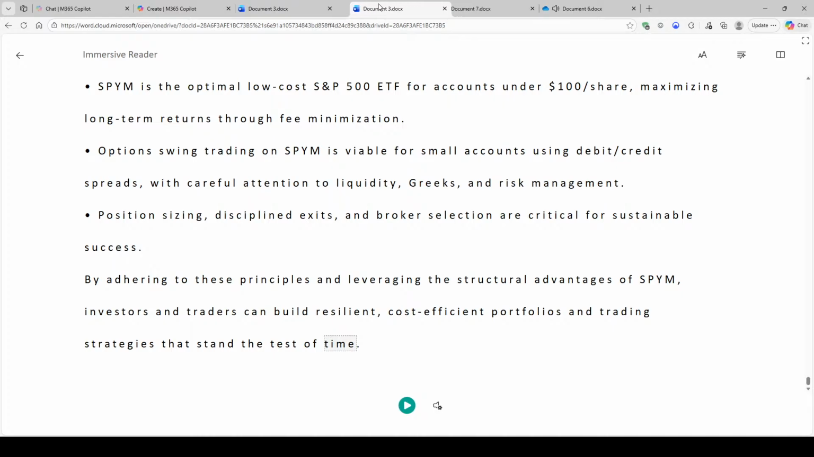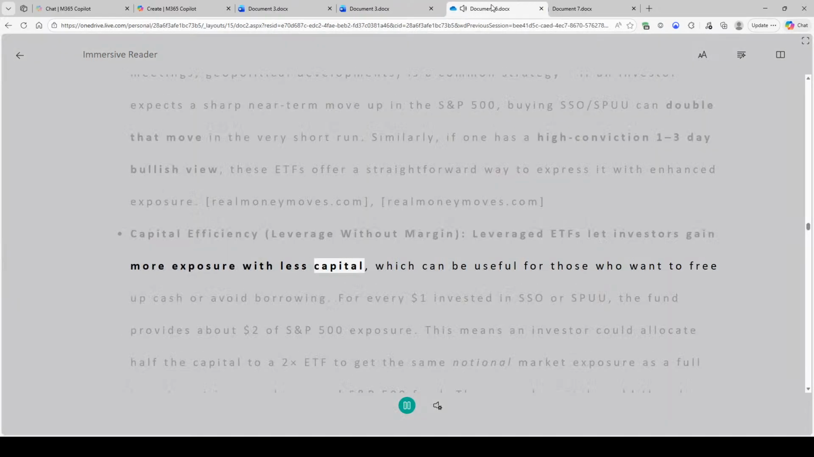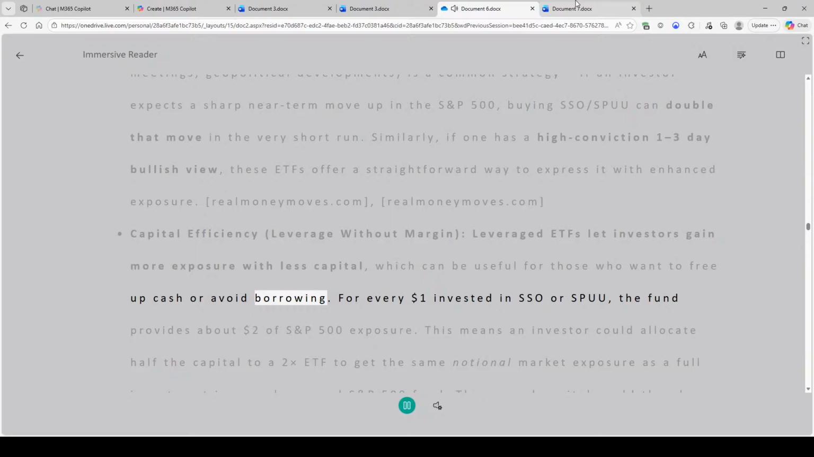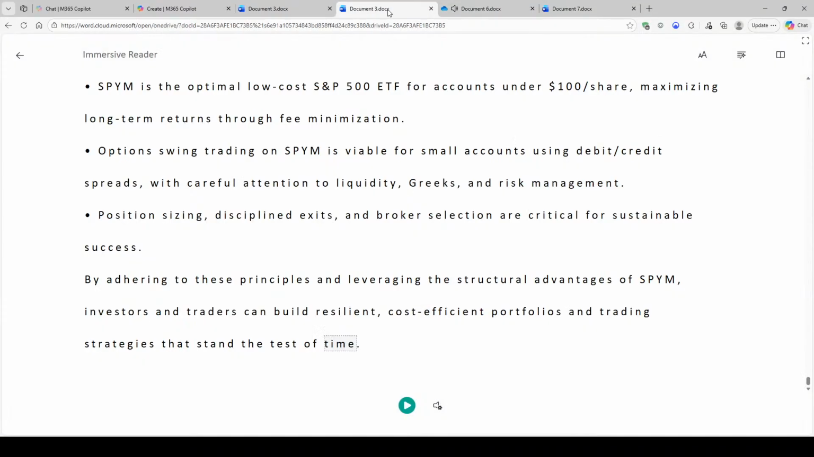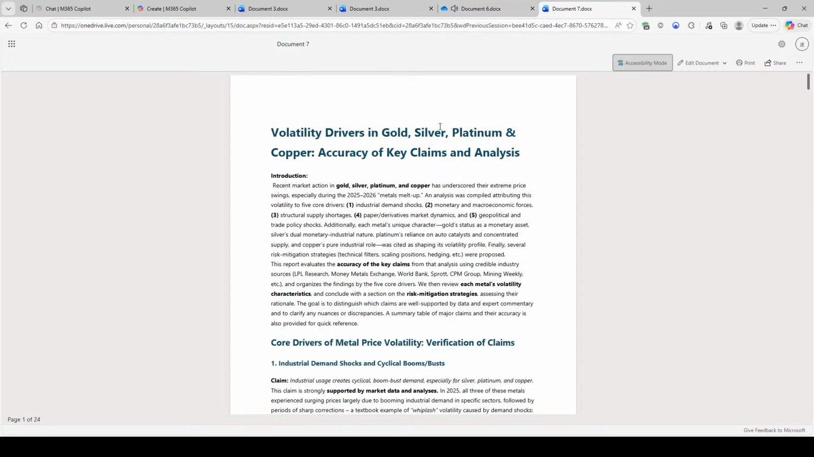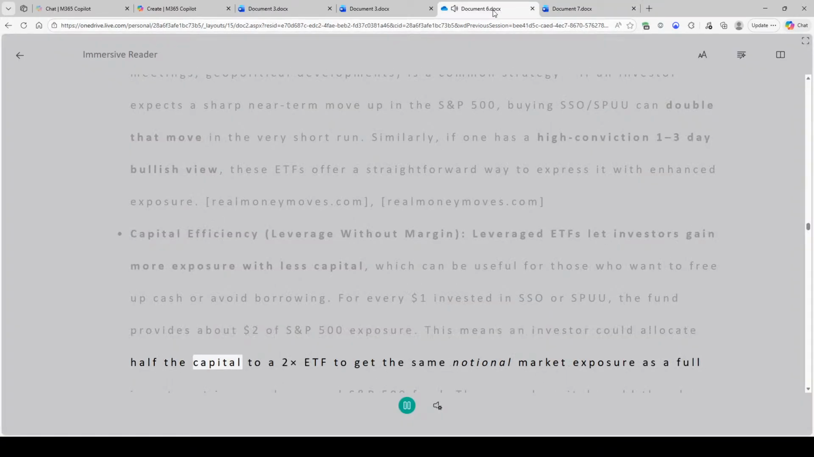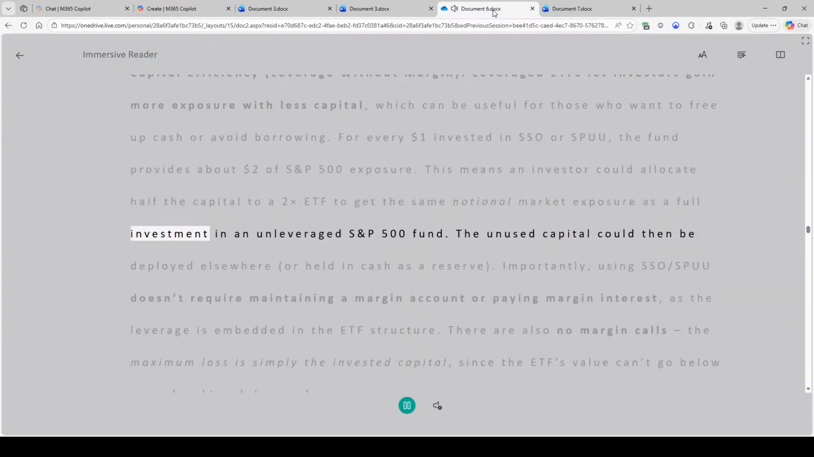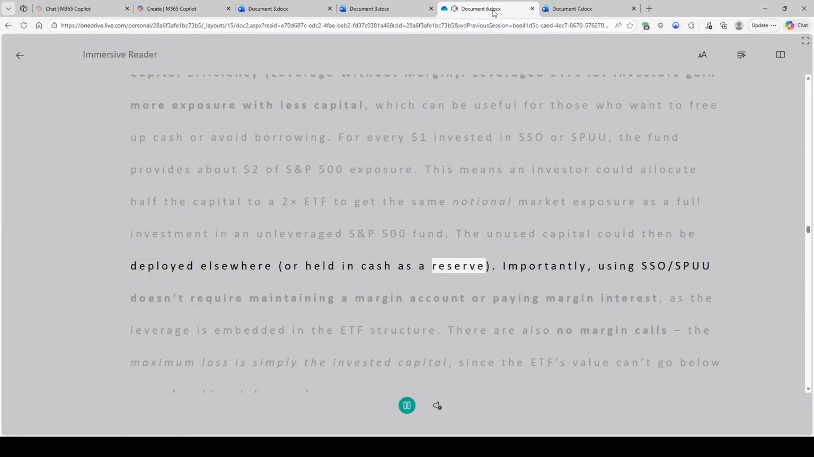Capital efficiency, leverage without margin. Leveraged ETFs let investors gain more exposure with less capital, which can be useful for those who want to free up cash or avoid borrowing. For every $1 invested in SSO or SPUU, the fund provides about $2 of S&P 500 exposure. This means an investor could allocate half the capital to a 2x ETF to get the same notional market exposure as a full investment in an unleveraged S&P 500 fund. The unused capital could then be deployed elsewhere, or held in cash as a reserve.